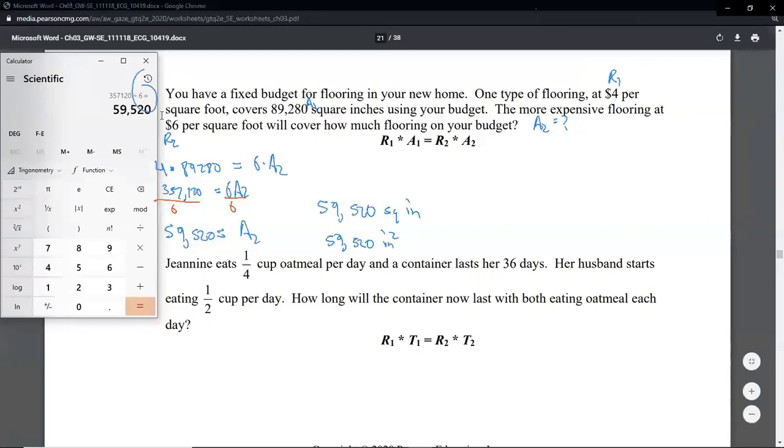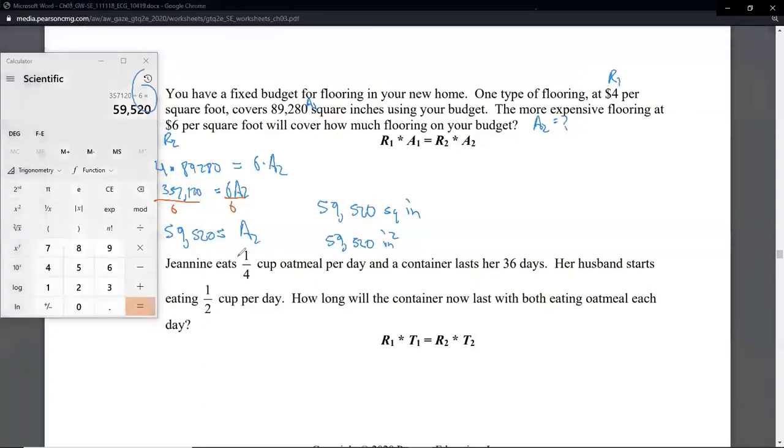So here is where people make their mistakes. They go, all right, this quarter of a cup per day is the first rate, so that's our R1. And I'm going to convert it to a decimal just to make things a little easier. It's 0.25 cups per day. The husband eats half a cup per day. So that's another rate, that's the husband. That's R2 equals 0.5, question mark. And I'm going to say that no, that's wrong. That's wrong, and I'm going to show you why it's wrong.